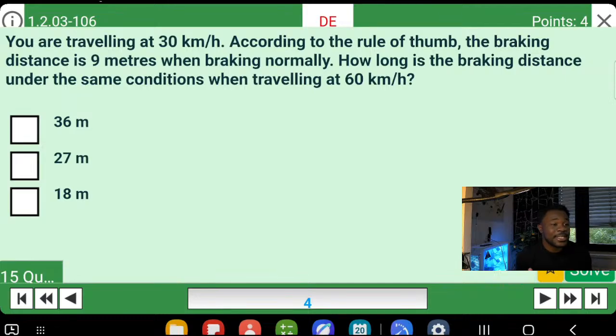Now you're traveling at 30 kilometers per hour. According to the rule of thumb, the braking distance is 9 meters when braking normally. How long is the braking distance under the same conditions when traveling at 60 kilometers per hour? So when you were traveling at 30 kilometers per hour, they said your braking distance was 9 meters when braking normally. That's certain, right? Now they are giving you another speed, 60, and they're asking what is going to be your braking distance. And we just saw the formula to get braking distance. To get the braking distance is very, very simple.